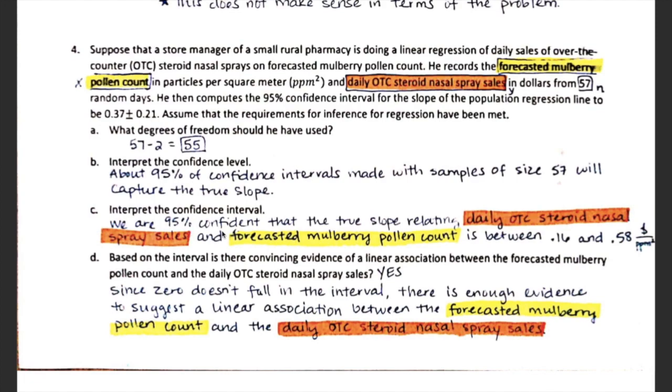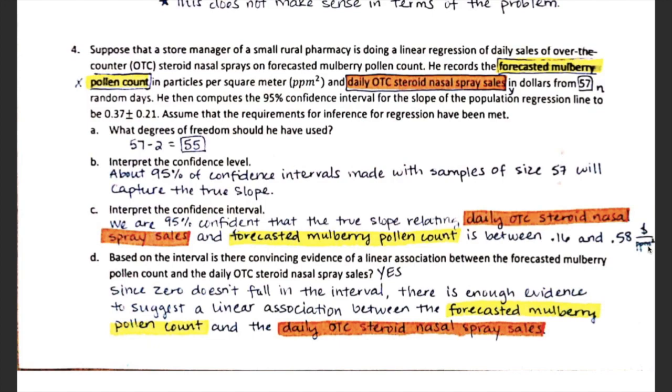Okay, so that true slope relating those two things is between what two values, and where did 0.16 and 0.58, where did I get these from? I just subtracted, right? 0.37 minus 0.21 gives me my lower bound, the 0.16, and then 0.37 plus 0.21 gives you the upper bound of 0.58. And then I just put units, okay? So your y over your x, y is measured in dollars, x is measured in particles per square meter. If you don't put those, I don't think it's a big, huge deal.